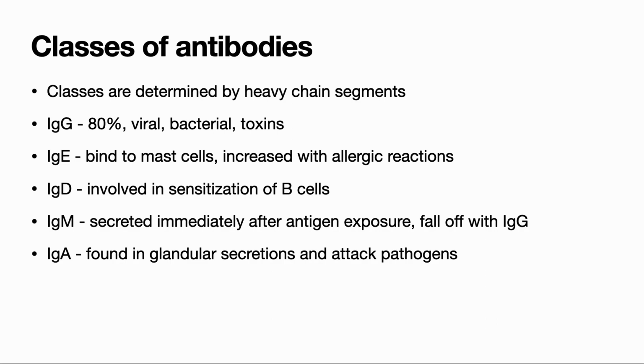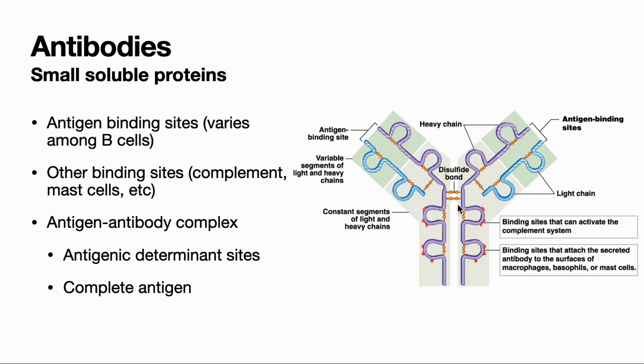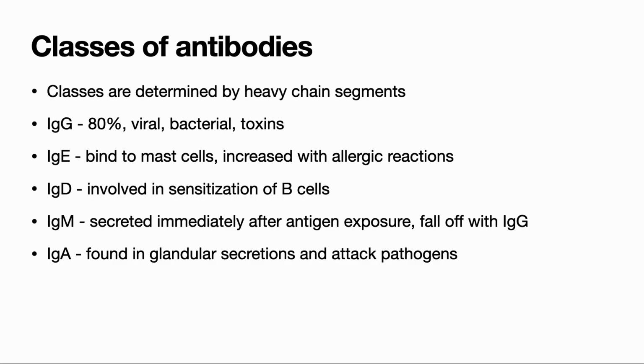There are different classes of antibodies, and those classes are determined by the heavy chain segments. Remember, that's the purple part here. So in each class of antibody, this purple chain would be the same within that class of antibodies. We're going to have the IgG antibodies. They actually make up the majority of antibodies that are hanging around, and they will go after viruses, bacteria, and toxins. So without them, it would be very difficult for us to fight those things off.